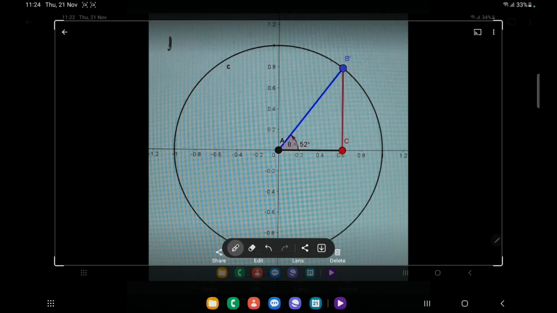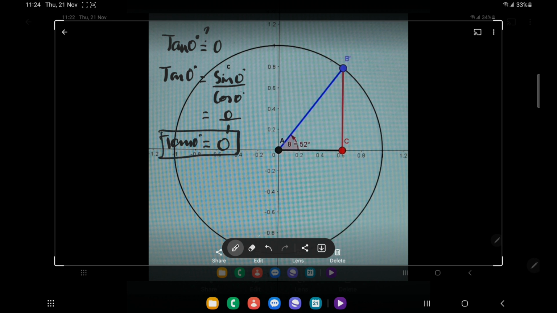Is tan 0 equal to 0? We may take tan theta to be sin theta upon cos theta, like tan 0 is equal to sin 0 upon cos 0. Sin 0 is 0, cos 0 is 1, 0 upon something is 0. So hence proved, tan 0 is 0.